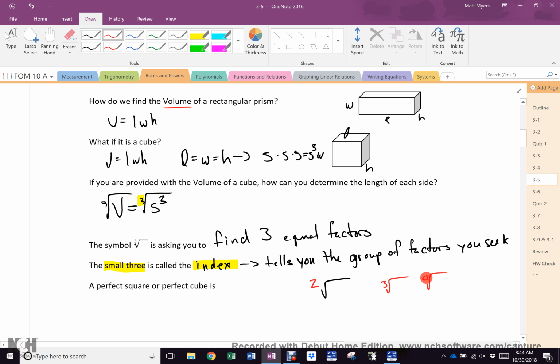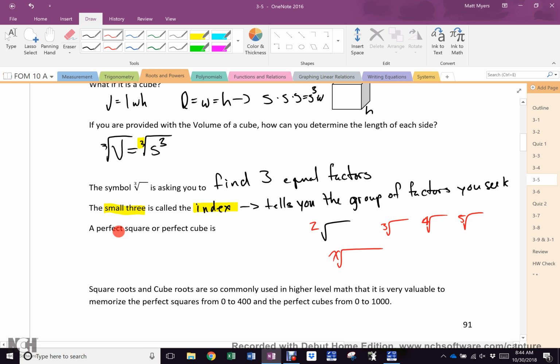All right. A perfect square or a perfect cube is any real number with a rational root. Now, you guys are cool with the regular easy ones, right? What's the square root of 4? 2. What's the square root of 25? 5, right? Those are all perfect squares. For our purposes today, that's what I mean by perfect square.